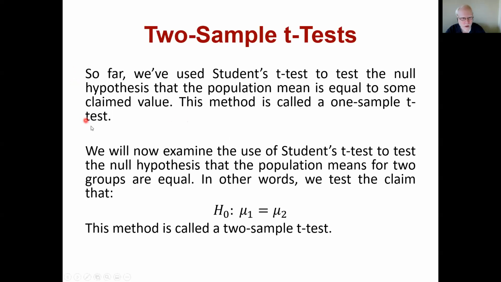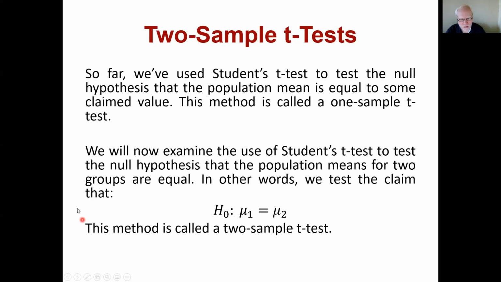And so here, what we've already been doing is what's called the one sample t-test. We've got one sample and we're comparing it to some claimed value. 2.5 grams per penny, which is the specification that it's supposed to be. 100 is the kind of population IQ. And so that's one sample because we've only got one sample.